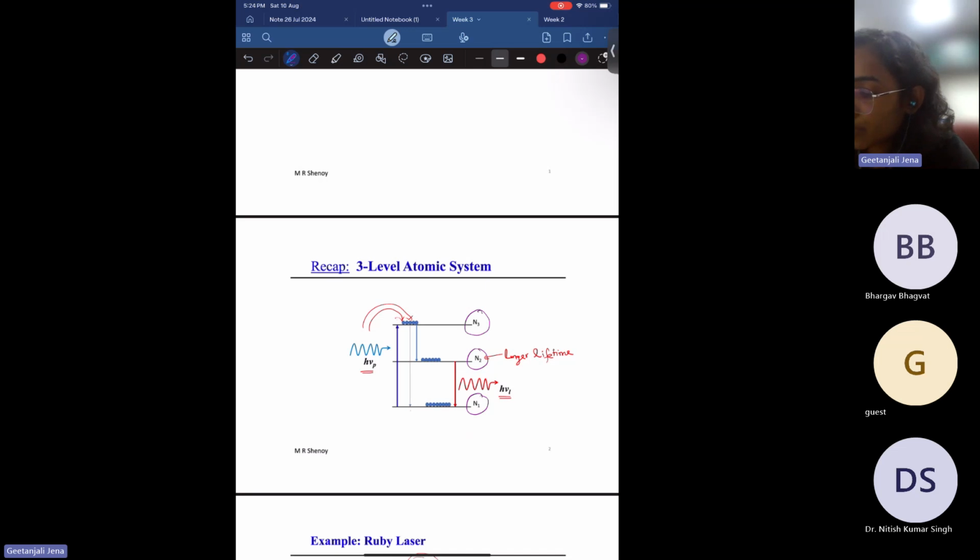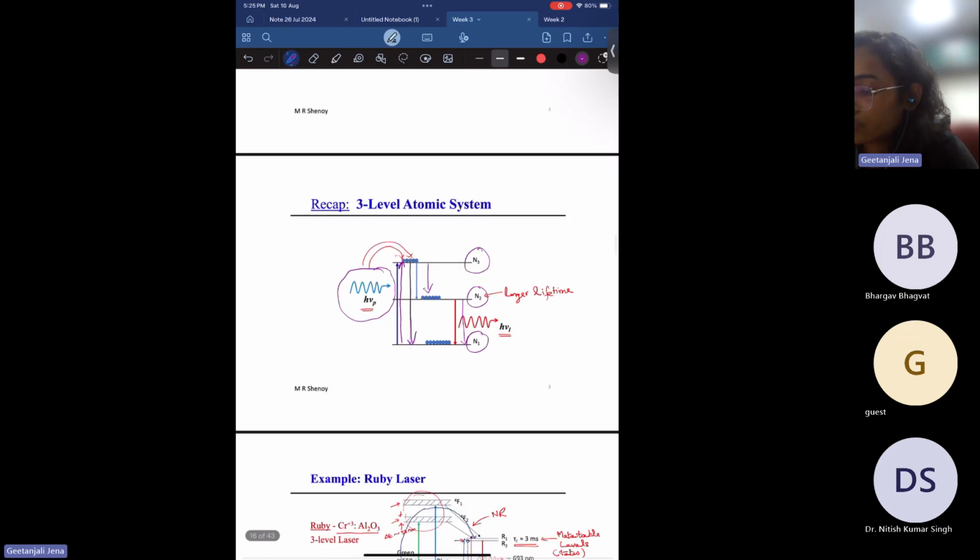Now if you have a pump in the system which is h nu P, what will happen? The atom in the ground state will get excited to the higher energy state, and during de-excitation, it may follow the direct path, that is from 3 to 1, or it can follow the indirect path, which is 3 to 2 and 2 to 1.